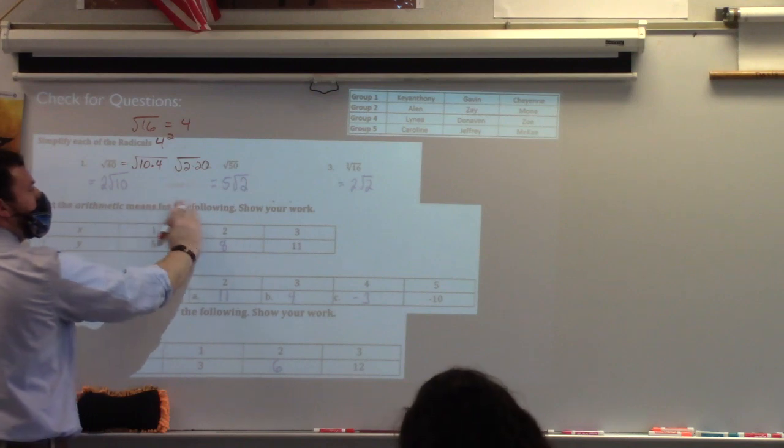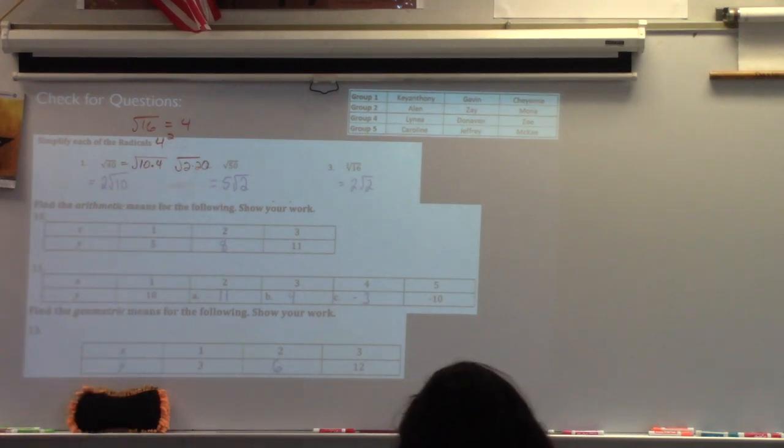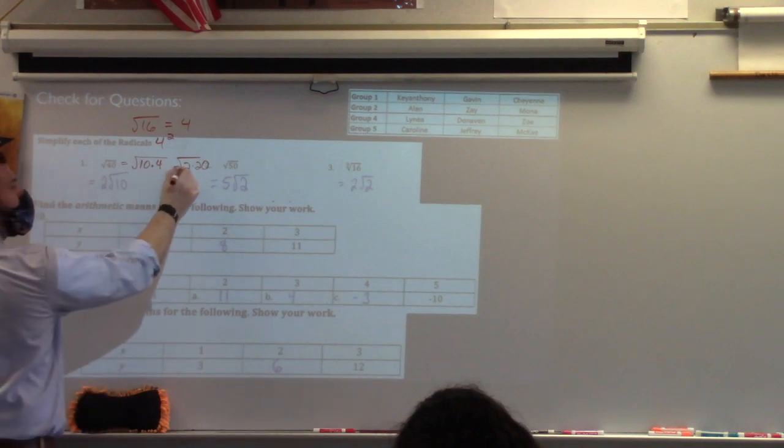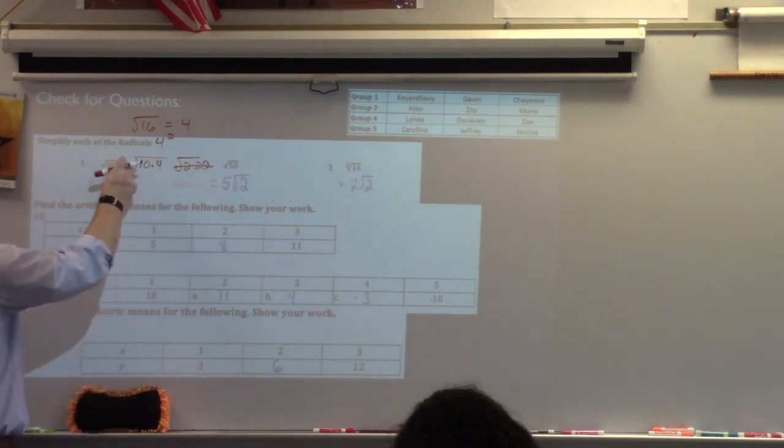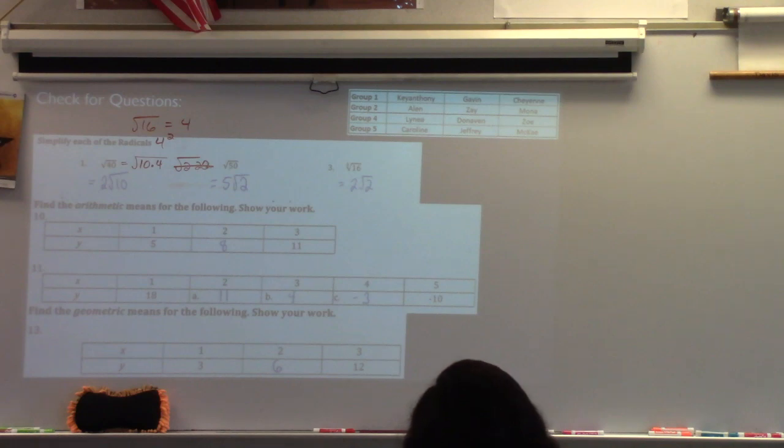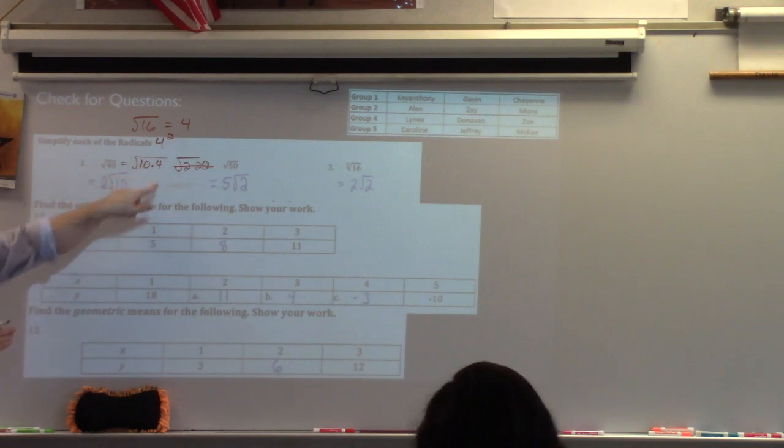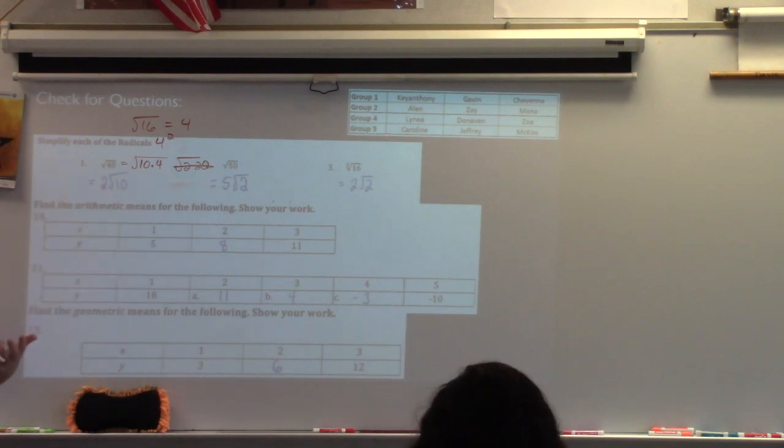It's not a whole number. Can you easily take the square root of 20? No? Okay, but let's look at 10 and 4. Can you take the square root of 10 easily? No. Notice how that 10 is still underneath my square root? But do we know what the square root of 4 is? 2. So I literally just took the square root of 4, and it's 2. It's now outside the radical because I took the square root of 4. That's all I did. Does that make sense, Cheyenne?